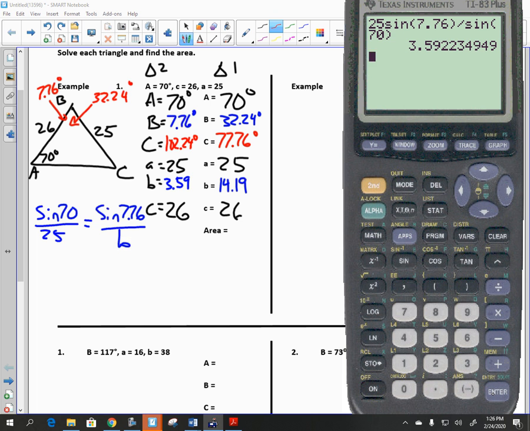So for this triangle, your formula is 1/2 times 26 times 25 times, just like when you do your area formula for a triangle, 1/2 base times height, but then you also add sine of the included angle, 32.24. And you get an area of 173.38.